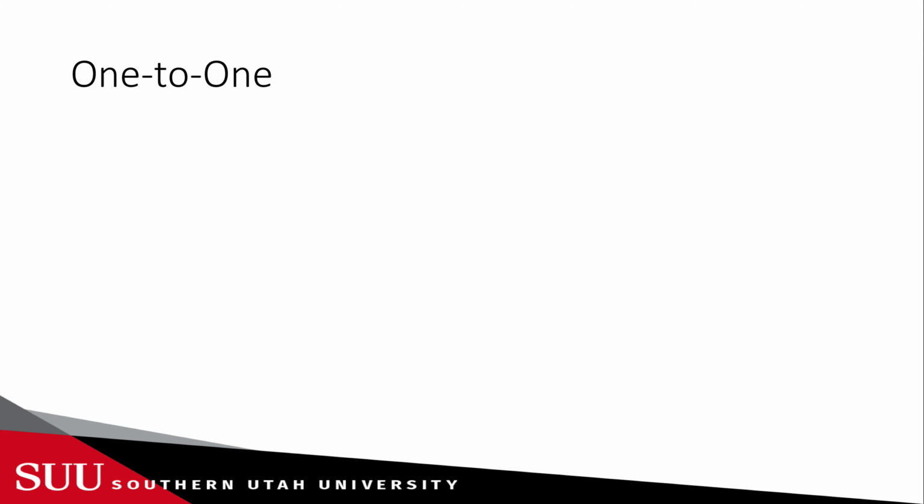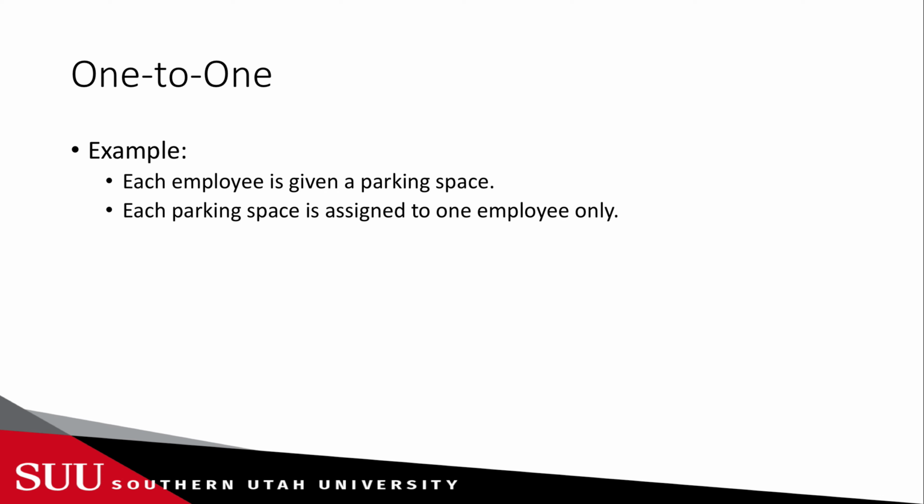Let's see an example. If we say each employee is given a parking space and each parking space is assigned to one employee only, that means we will have two entities, namely employee and parking space. Let me say E will represent employee and P will represent parking space in this case.